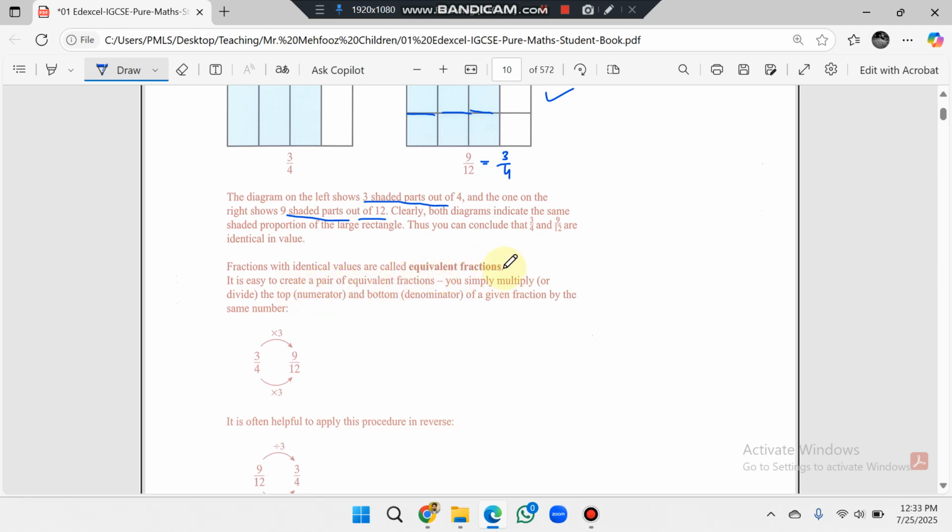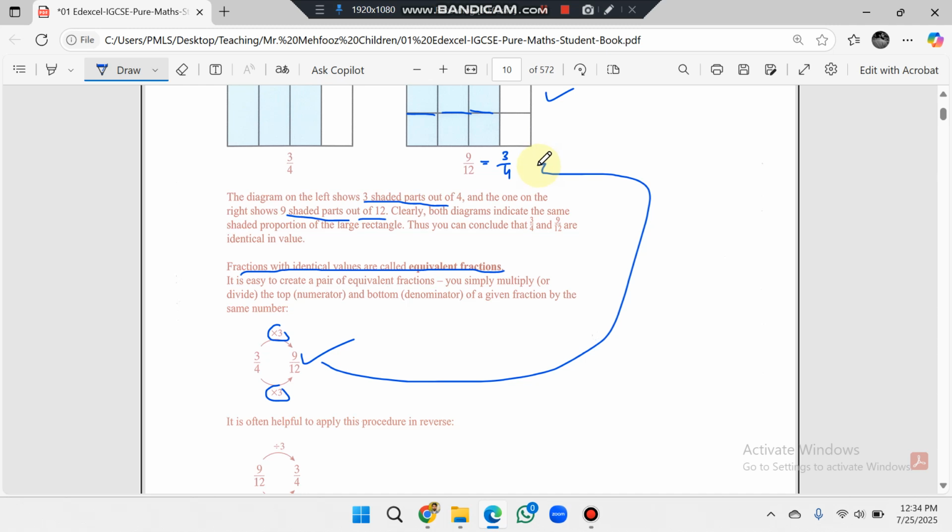So if the fractions have the same or identical values, then they are called equivalent fractions. Okay, so it is easy to create a pair of equivalent fractions. You simply multiply or divide the top, top meaning the numerator of the fraction, and the bottom, meaning the denominator, by the same number. For example, if we have 3 over 4, if we multiply the numerator by 3 and the denominator also by 3, you get 9 over 12, which is the other fraction that is identical, right?